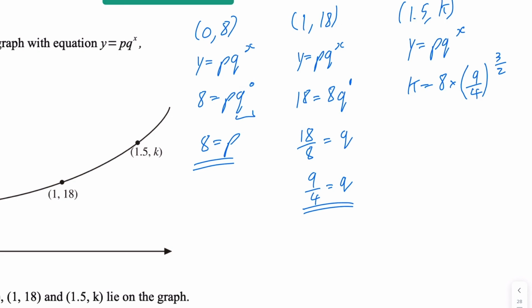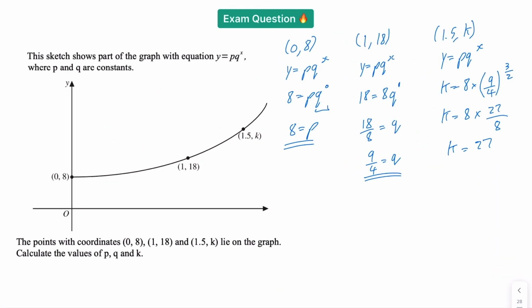So that then becomes 3 over 2, and then you're cubing the values. So that then becomes k is equal to 8 times the square root of 9, which is 3, and if you cube that, that's 27, over the square root of 4, which is 2, and if you cube that, that's 8. And then you're left with the value of k as 27, because the two 8s cancel out.